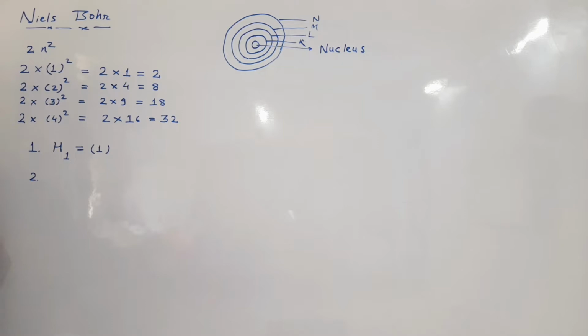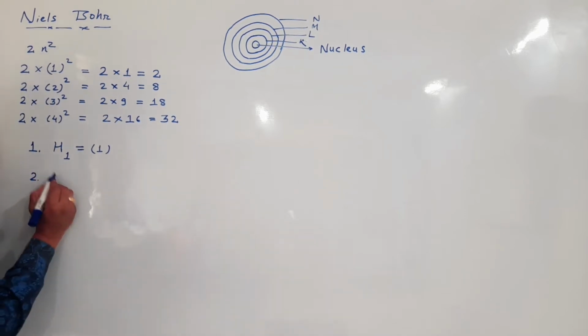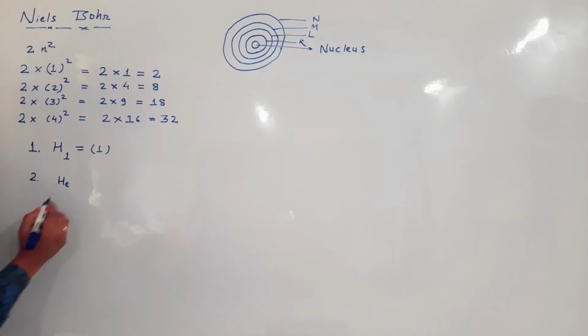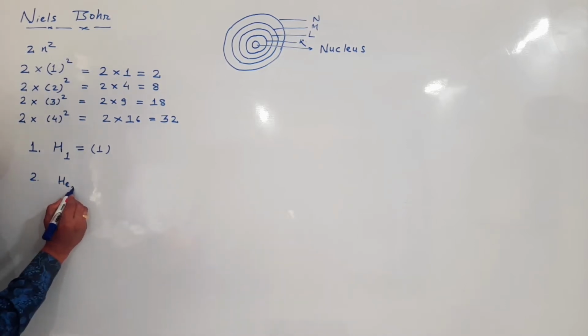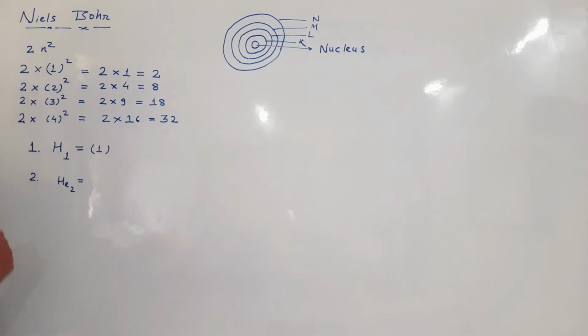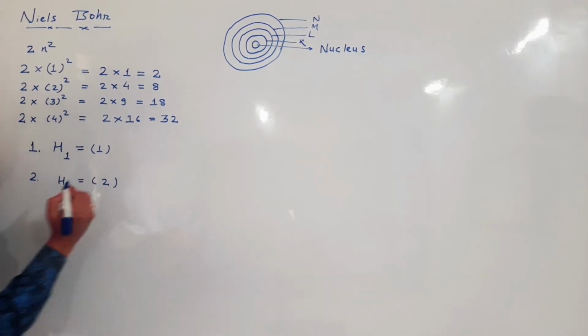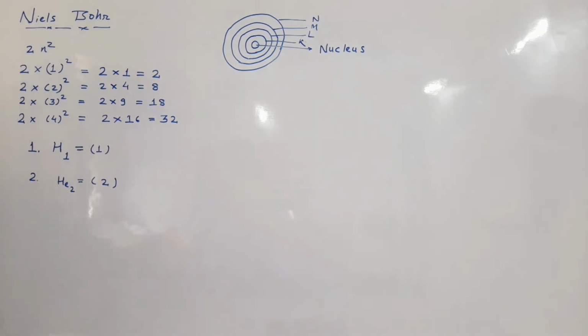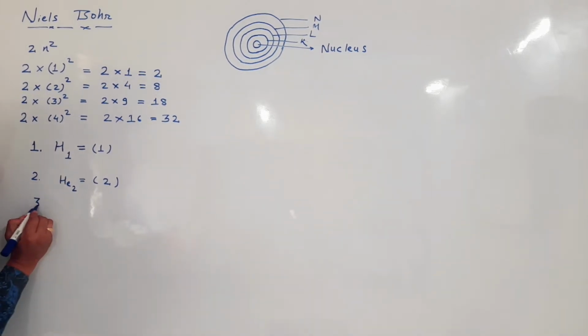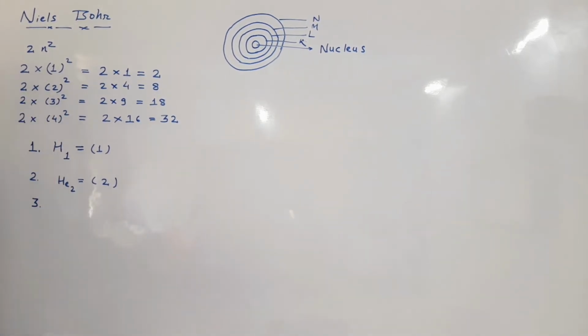The second element after hydrogen is helium. And you all know, my dear student, the atomic number of helium is 2. So the number of electrons in helium is 2 and the first orbit has the capacity to have 2 electrons. So we will write here 2 and we will close the bracket. Now we will go to the third element in the series.